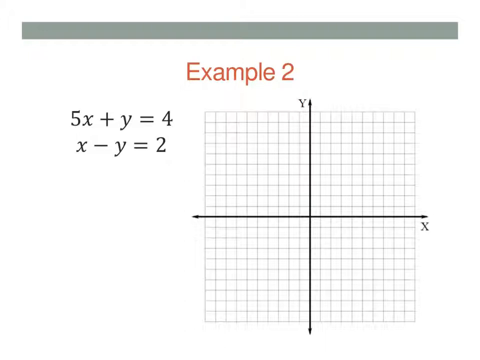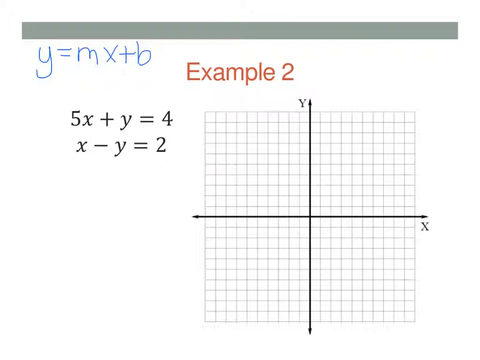Now let's look at example 2. Remember that in order to graph an equation, we must have the equation in slope-intercept form, y equals mx plus b. So my first question is, are these two equations in slope-intercept form? Is it in the form of y equals mx plus b?